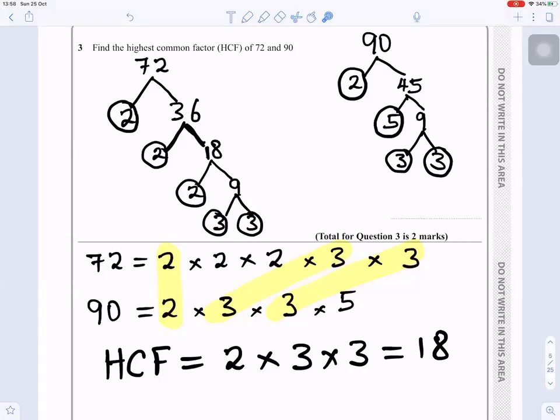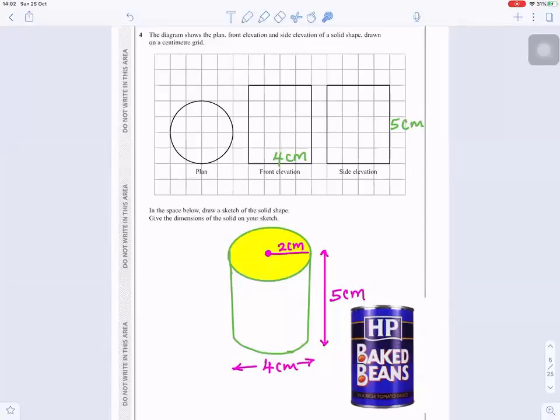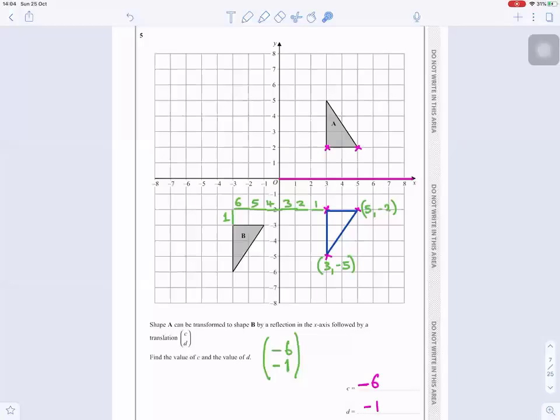And you can list them. 72 is the same as 2 times. Question number 4. The diagram shows the plan, front elevation, side elevation of a solid shape drawn on a centimeter grid. In the space below, draw a sketch of the solid shape. Give the dimension of.